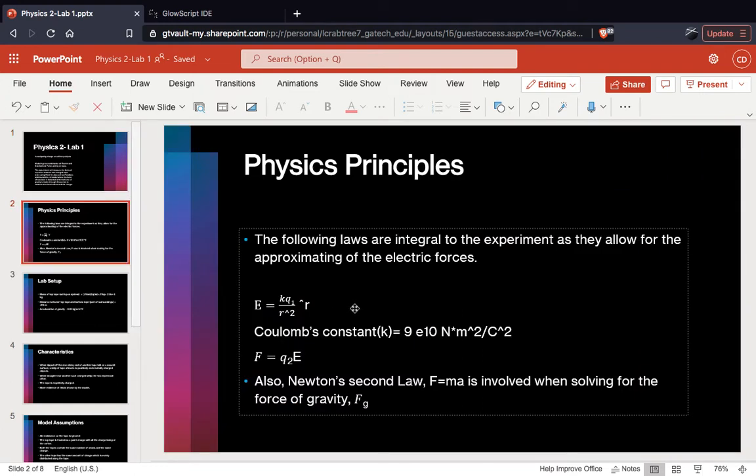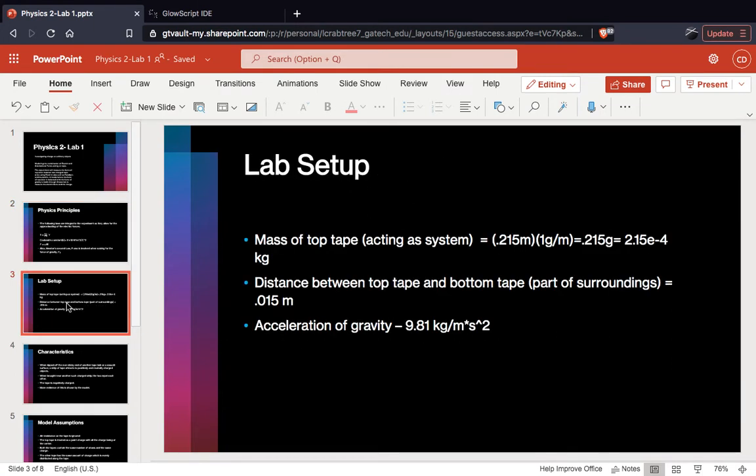So the physics principles which are integral to this experiment are the equation which solves for an electric field, as well as that for the force on particles in electric fields. And Newton's second law is also used in order to solve for the force of gravity. And with these, we can determine the magnitudes, and the magnitudes of the charge.